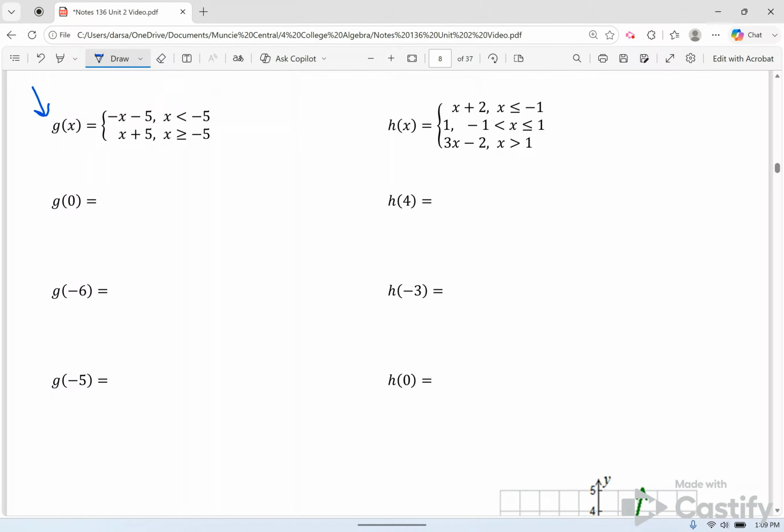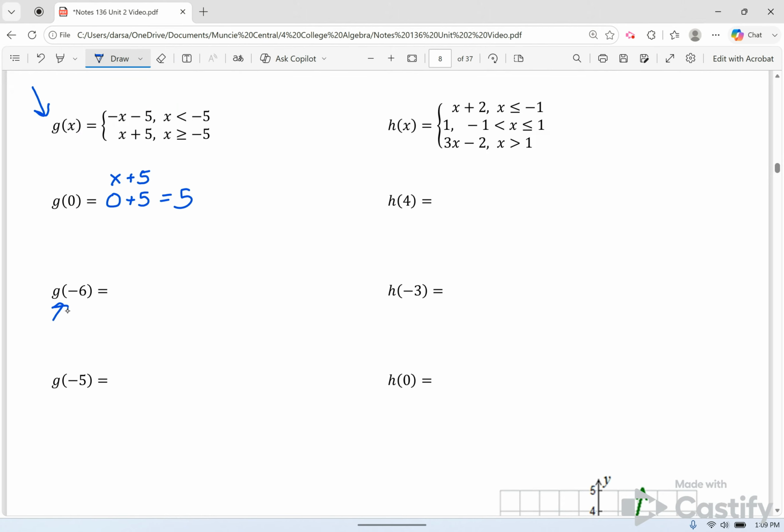So let's look at our examples here. G of 0. Is 0 less than negative 5? No, so we're not going to plug into the first equation. Is 0 greater than or equal to negative 5? Yes, so we're going to plug 0 into the x of that second equation, x plus 5, and we will get our answer here is 5.